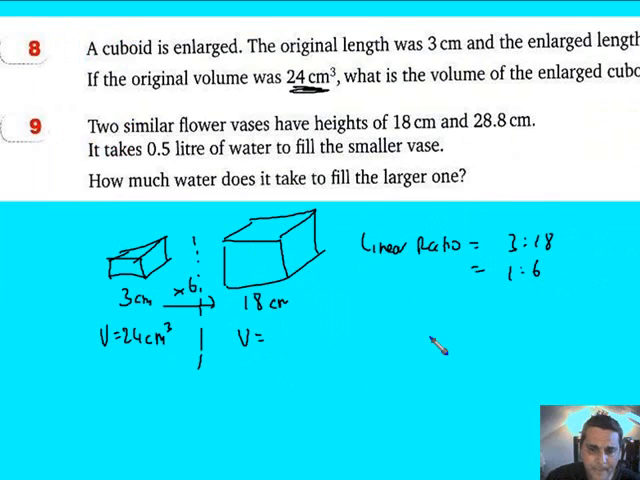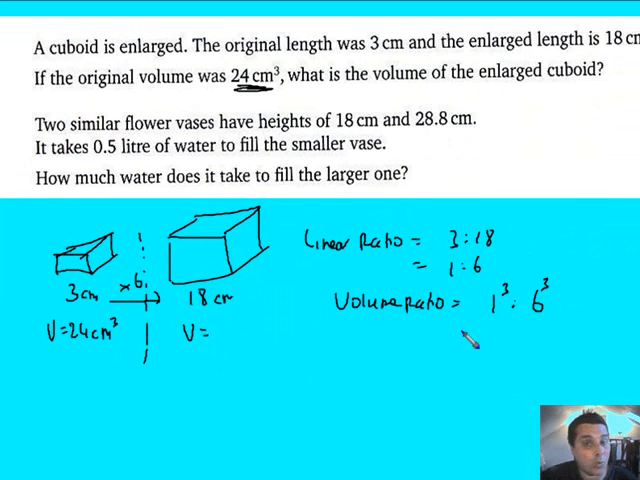Now this one here is going to have a volume 6 times as big, but wait a minute, you should know that the volume ratio is the linear ratio that's been cubed. So 1 cubed to 6 cubed, not 1 to 6. Alright, 1 cubed is 1, and 6 times 6 times 6, I can't remember. Yes I can, 216.